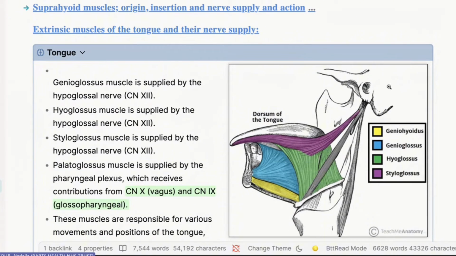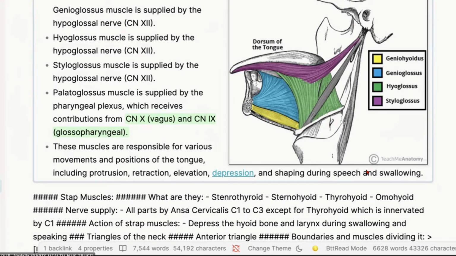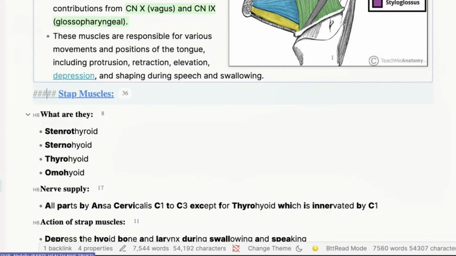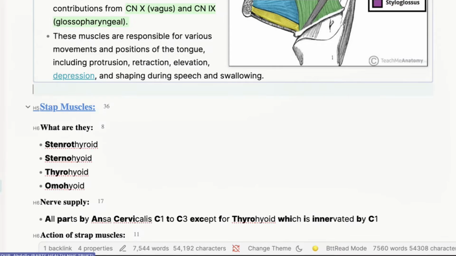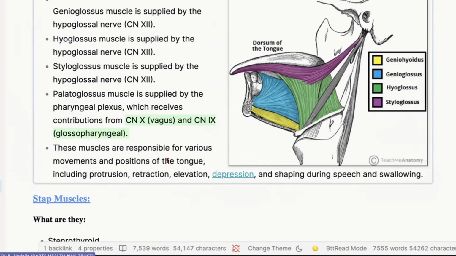The tongue has some external muscles. Can you tell me the nerve supply of these muscles? No, I don't know. I know they've got 3 different muscles and 3 different nerve supplies. They are mainly supplied by the hypoglossal nerve. Yes. Except palatoglossus, which is supplied by the glossopharyngeal nerve. Yes. Right. So they are all supplied by the hypoglossal nerve, except the palatoglossus, which is supplied by the glossopharyngeal nerve.